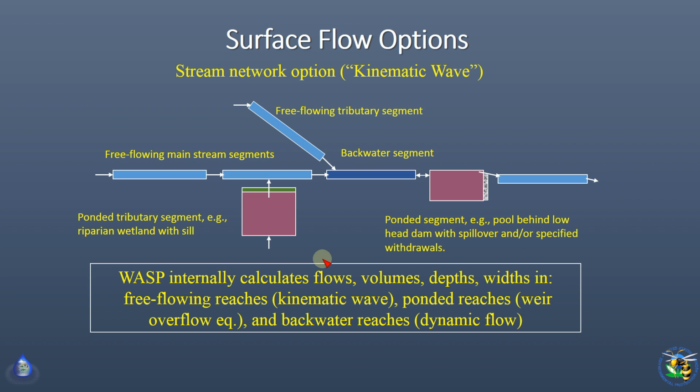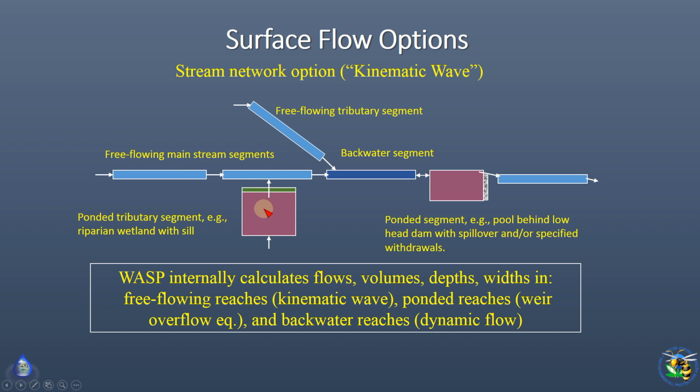So this is just to give you an idea, and one of the big strengths of WASP is your whole network does not have to be one of the flow options. It can be a combination of all of the flow options except the hydrodynamic linkage. If it's hydrodynamic linkage, it has to be doing all of the transport. So in our case here, we have free-flowing main segments where we could be using kinematic wave or the descriptive flows to calculate the flow.